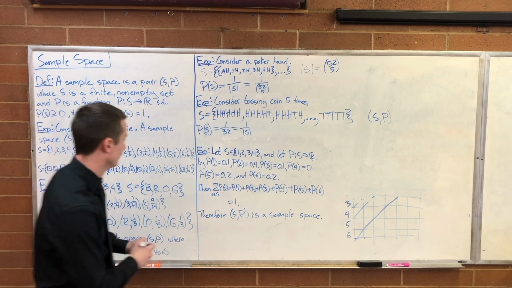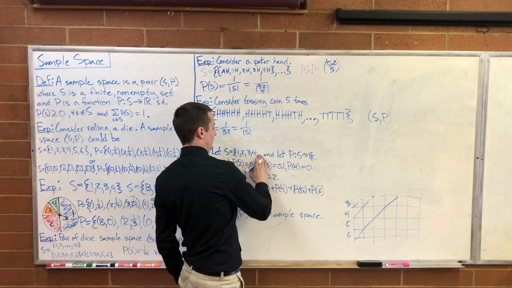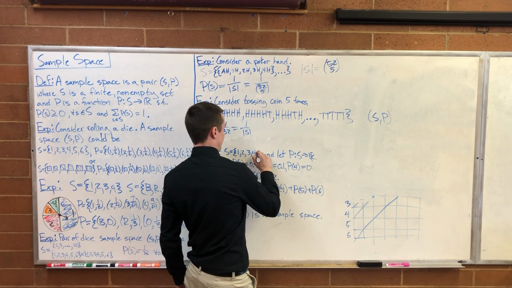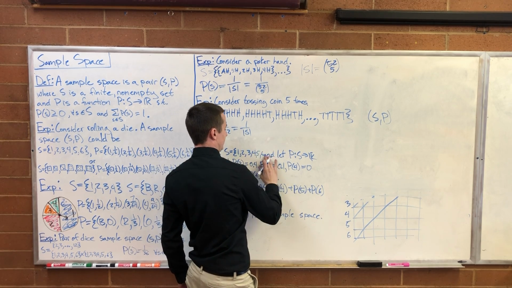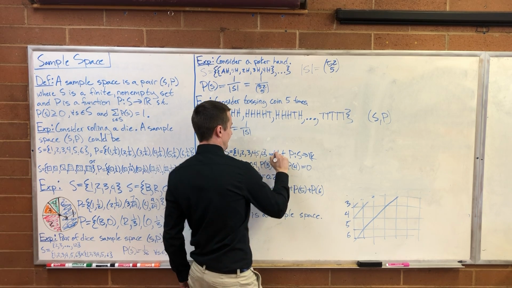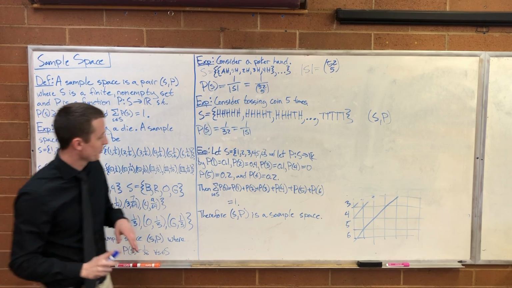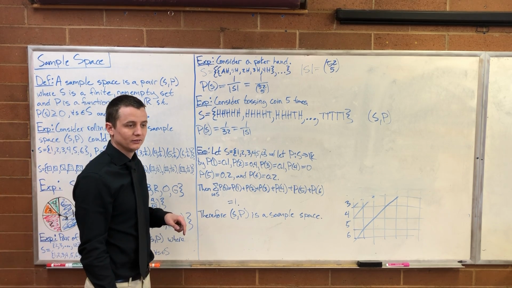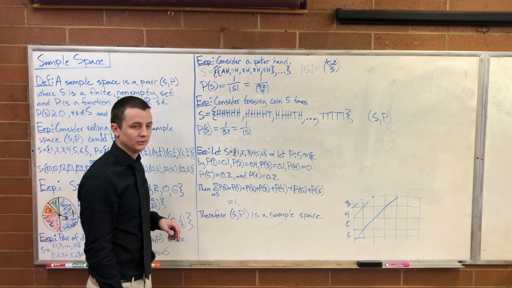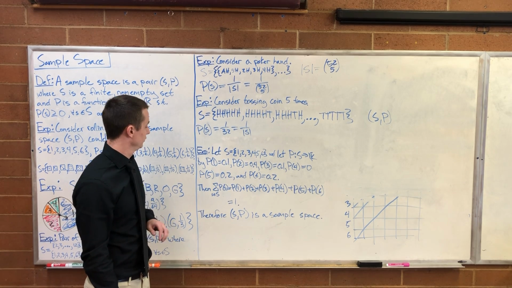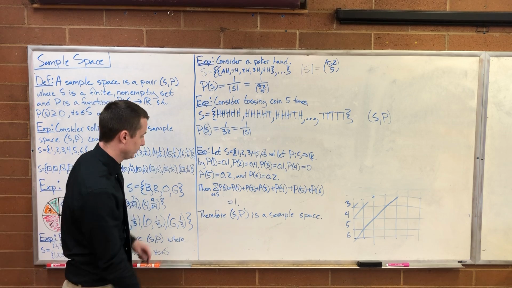That is a good question. Because I made a mistake. S should be 1, 2, 3, 4, 5, 6. Good catch. Should have done that intentionally. Okay, now it's a sample space. Now is it a sample space? Do the numbers add up to 1? Are there any negative numbers? Alright, so yeah, we're good.